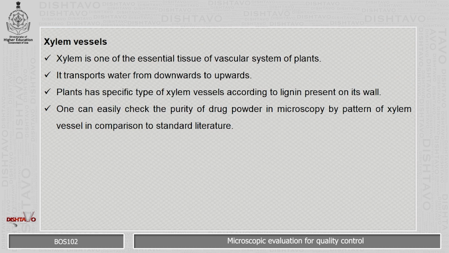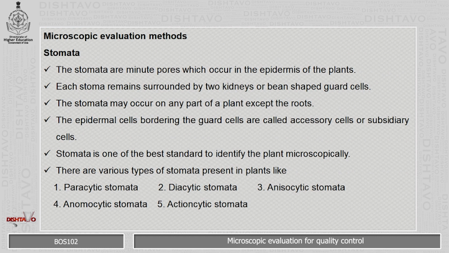Next is xylem vessels. So xylem is one of the essential tissues of the vascular system of plants. It transports water from downward to upwards. Plant has specific type of xylem vessels according to lignin present on its wall. One can easily check the purity of drug powder in microscopy by pattern of xylem vessel in comparison to standard literature. Okay, so these are some of the methods under microscopic evaluation that can be used to assess the quality of a particular drug or to assess the purity of a particular drug.